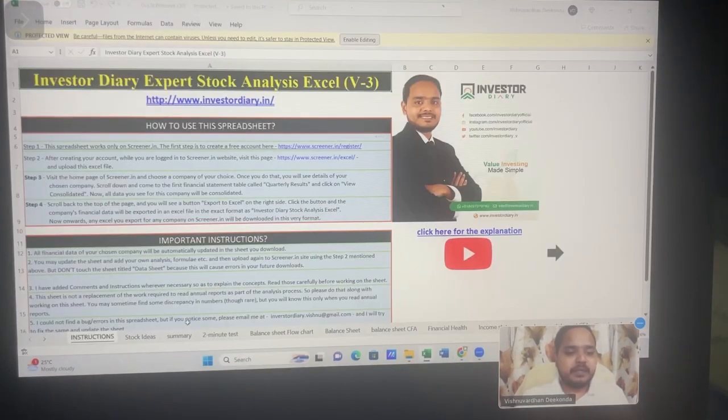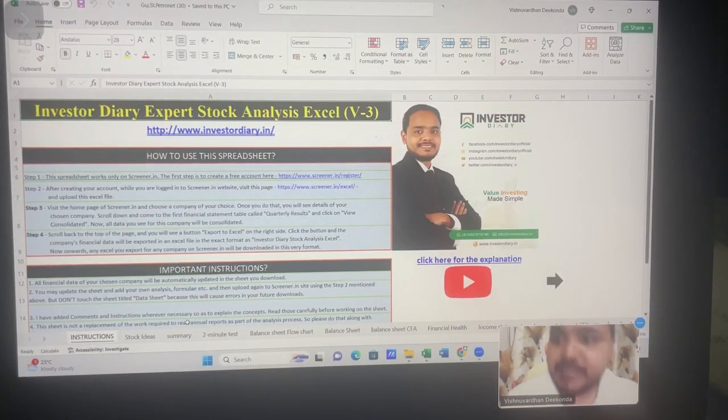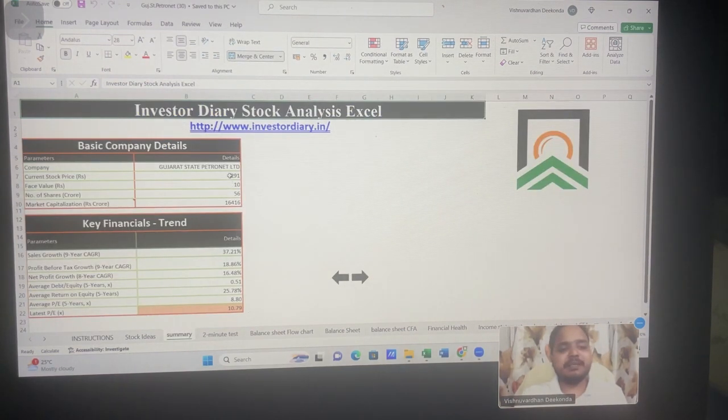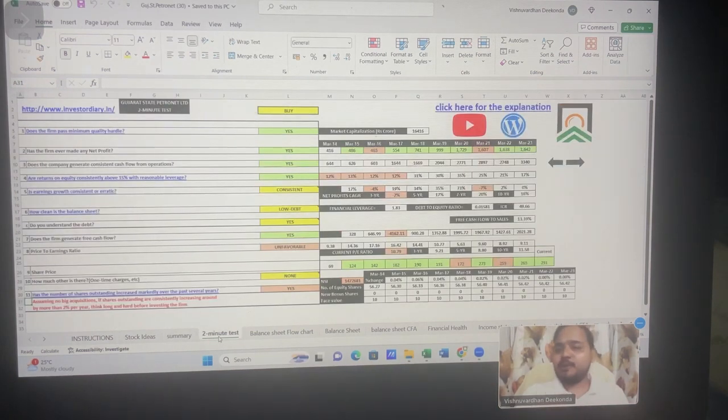So now let's start the analysis. First, you can check the summary part. Here in the summary you will find the share price, face value, number of shares outstanding, and the market cap of the company. Very basic details you will find here. But generally I don't check the summary, I'll directly jump into the 2-minute test, and pretty much the analysis starts here.